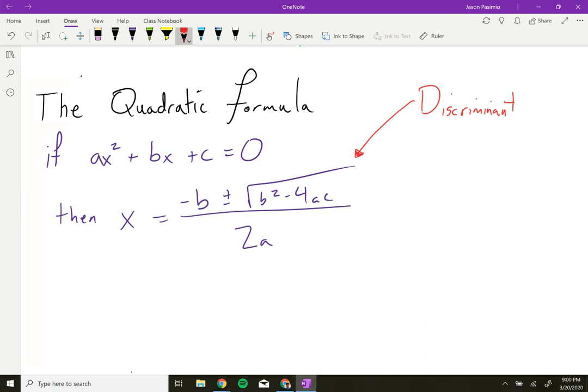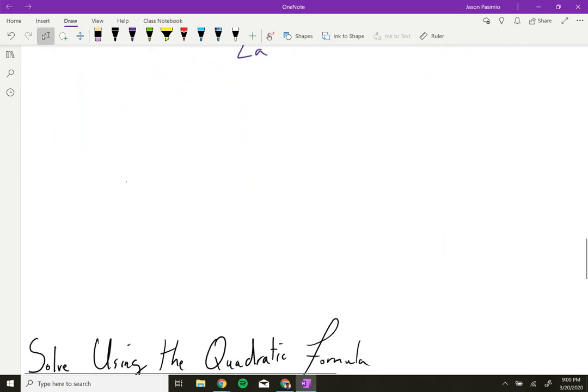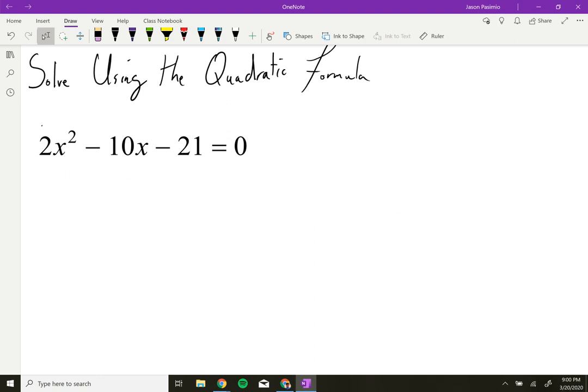Now, when you get into Algebra 2, you'll start using the discriminant more. What it's used for is, if we solve the discriminant first, it'll let us know if we're going to have real solutions, complex solutions, or imaginary solutions. So let's actually use this formula to solve that exact same problem that we did.